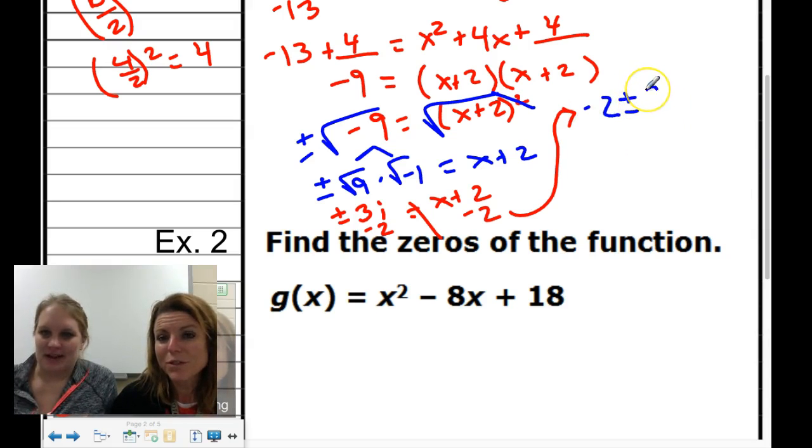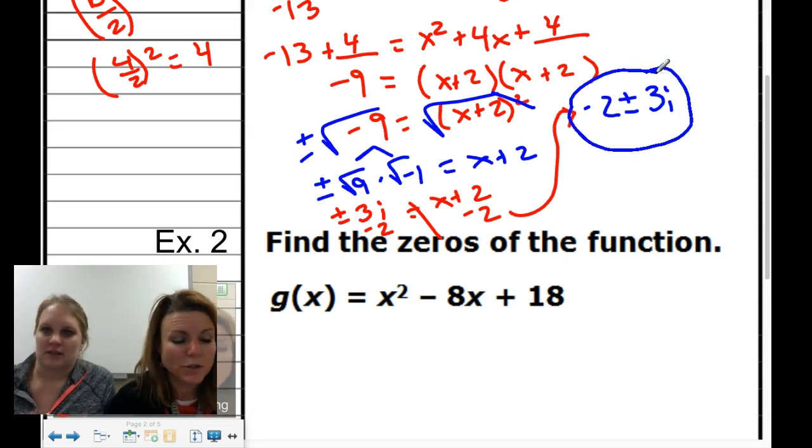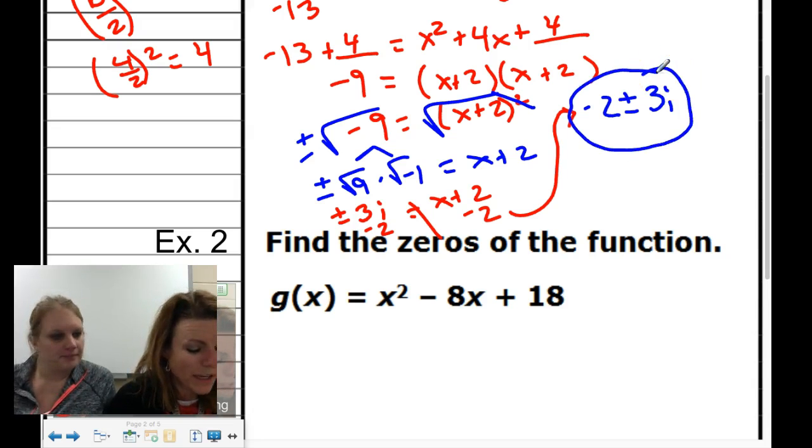And then we have 3i. And that is it. That's our answer because we can't combine a negative 2 with a 3i, because the i is attached, kind of like an x. So let's circle that. That's our answer.